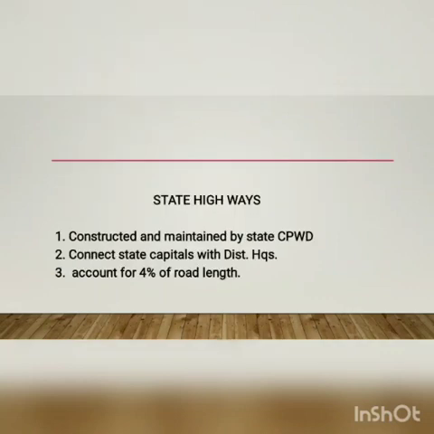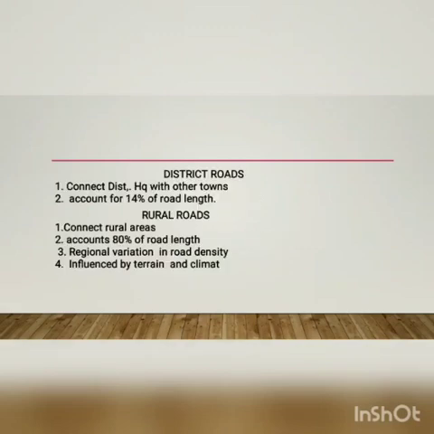Next is state highways. These are maintained by the state PWD. They connect state capitals with district headquarters and account for 4% of road length. Next is district roads. They connect district headquarters with other towns and account for 14% of road length. Next classification is rural roads. They connect rural areas and account for 80% of road length.